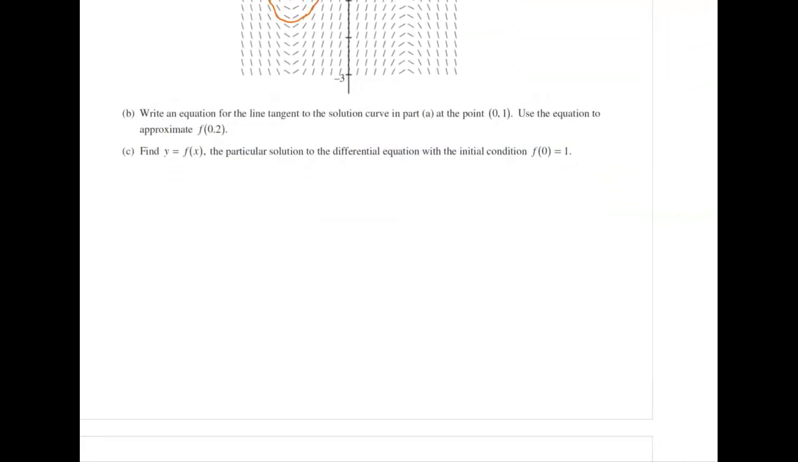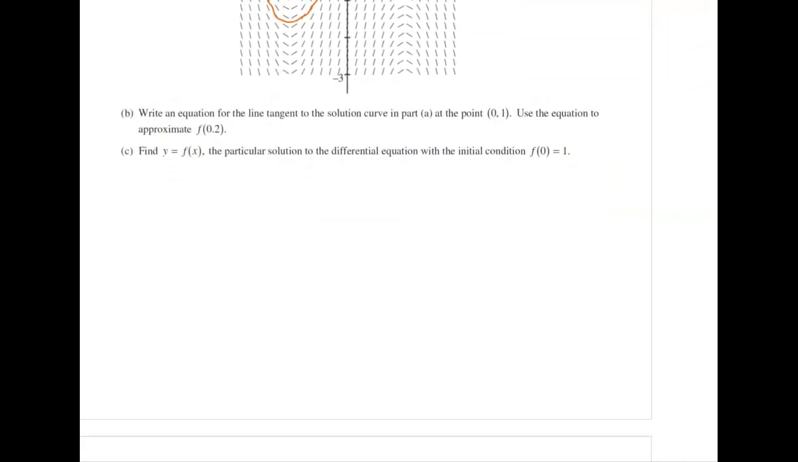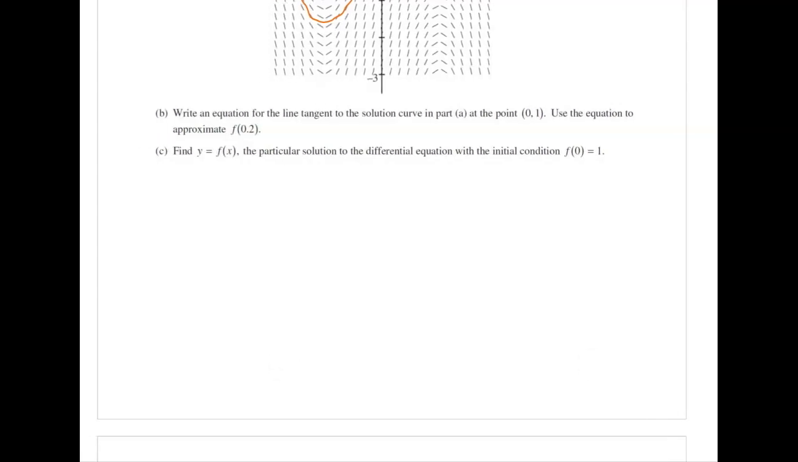Now, part B says to write an equation for the tangent line and use the equation to approximate f of 0.2. We have seen this only like a million times, right? So we need two things to write the equation of a tangent line. I need a point, which they gave for me. That's very kind. And I need a slope. Well, slope is dy dx. But I want the slope specifically at 0, 1.